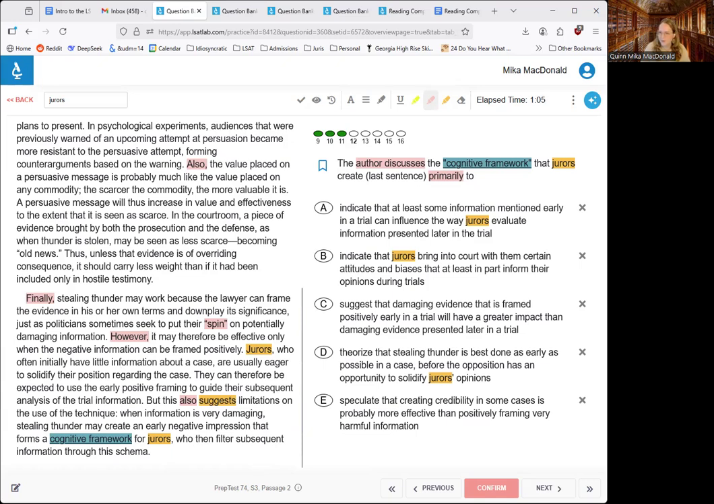So I'll take a second. If you all want to volunteer something, go ahead and do that in chat.